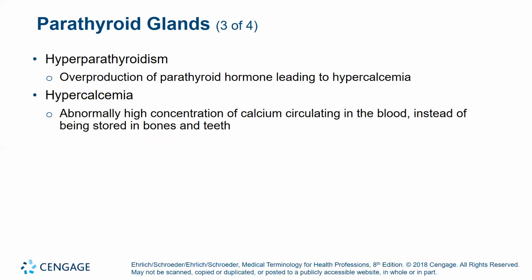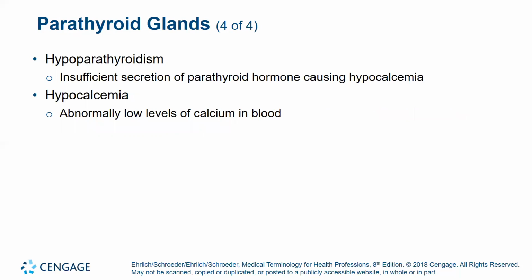Hyperparathyroidism. This is overproduction of parathyroid hormone, which leads to hypercalcemia. Hypercalcemia is just abnormally high concentration of calcium circulating in the blood instead of being stored in the bones and teeth. With hypoparathyroidism, this is an insufficient secretion of parathyroid hormone, and this causes hypocalcemia. And hypocalcemia means abnormally low levels of calcium in the blood.